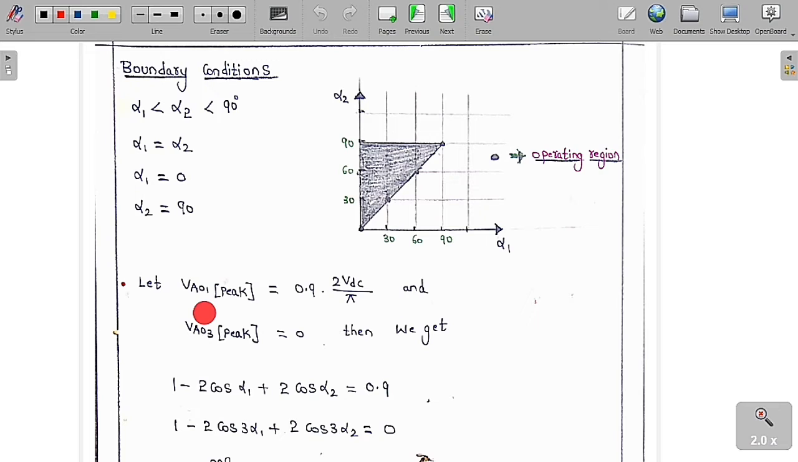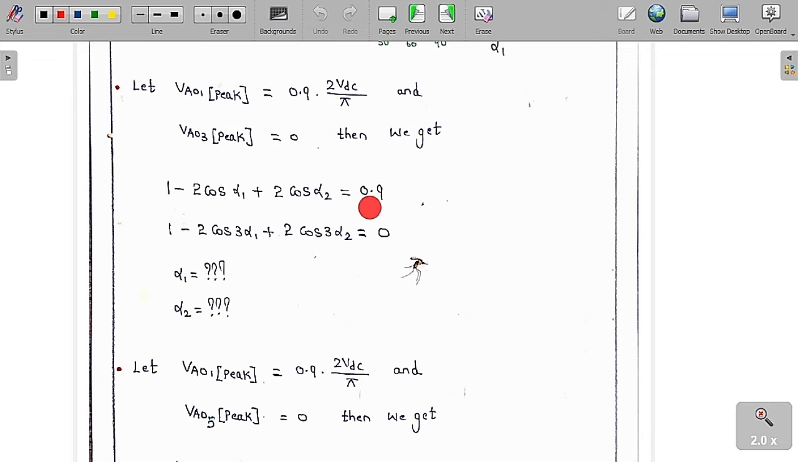Let me assume the fundamental peak value of V0 is equal to 0.92 VDC by pi, and the peak value of the third harmonic of V0 is equal to 0. See, I am going to assume another case in which I want a peak value of 0.92 VDC by pi and the third harmonic as 0. Then I have to substitute these two conditions into the equations. So now we are going to get these two equations. These are the Fourier series coefficients.